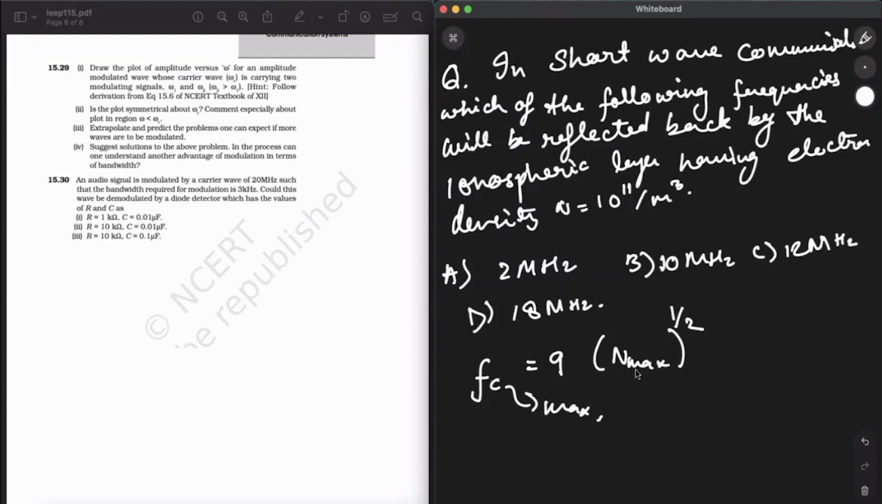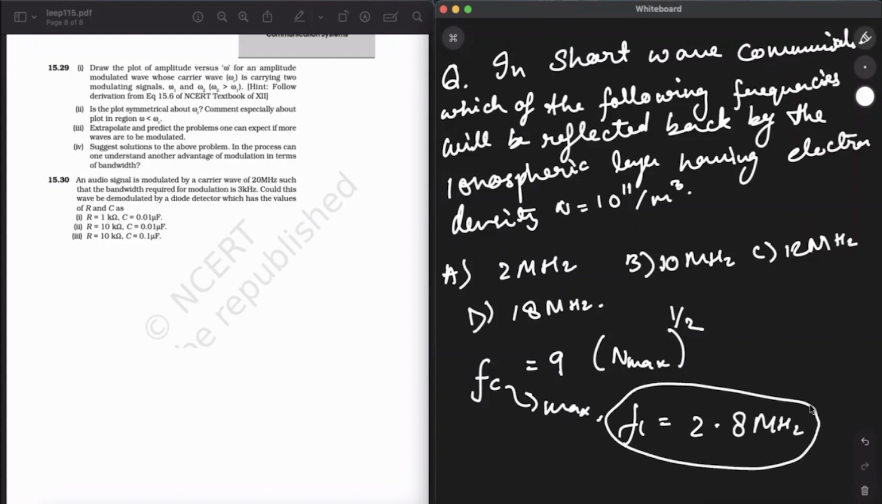Okay, so calculate this. On the calculator, it will be 9 multiplied with 10 raised to the power of 11 by 2. This will come out to be 2.8. So FC maximum is coming out to be 2.8 megahertz. So this is the maximum frequency that can be reflected back.